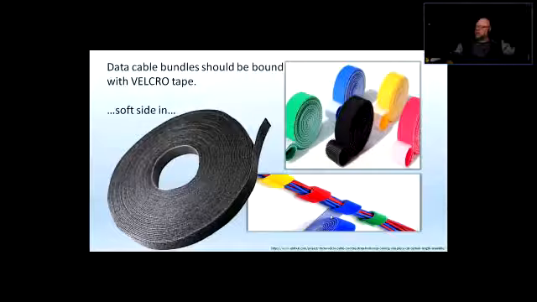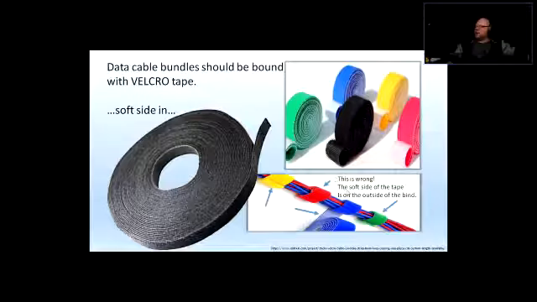What's wrong with this picture right here? Remember I said soft side in? This is not a soft side in. It's the other way. So right here, this is wrong. The soft side of the tape is on the outside of the bind, right? So it should be soft side in.